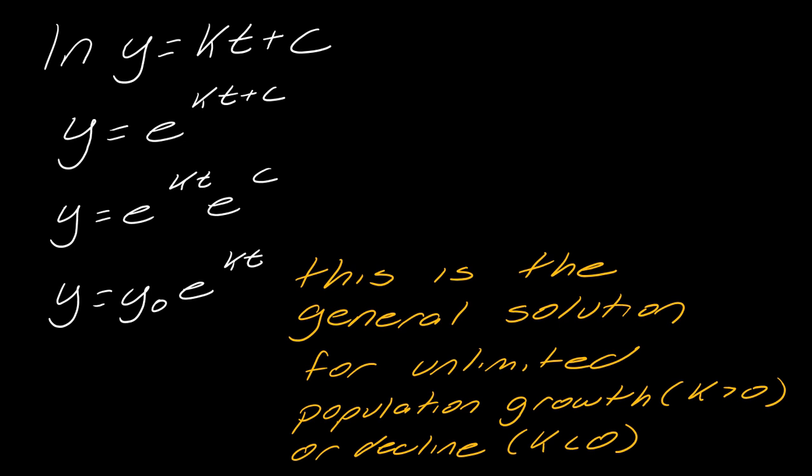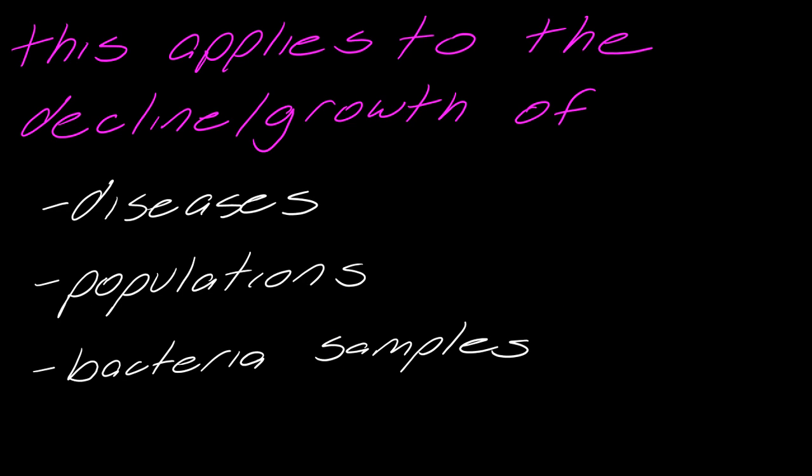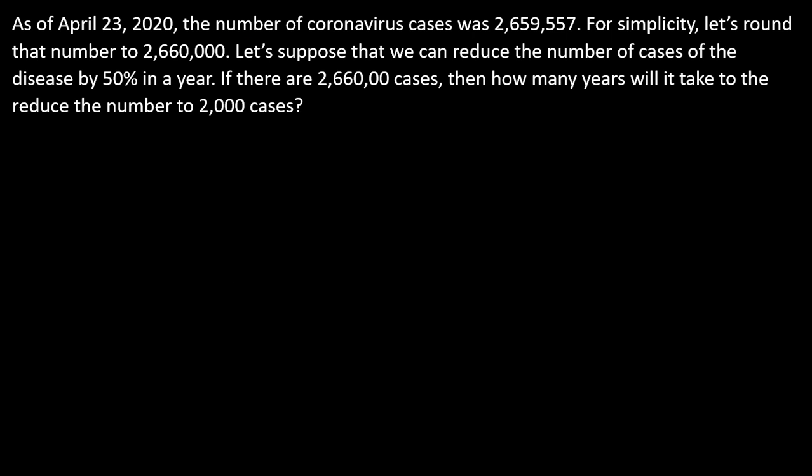This is the general solution for unlimited population growth or decline. You have growth if k is greater than 0, and you have decline if k is less than 0. So you can very quickly tell if you have growth or not. Like I said, this applies to the decline or growth of diseases, populations, bacteria samples. It really doesn't matter. As long as you have that decline or growth scenario, you can apply this in a lot of places.